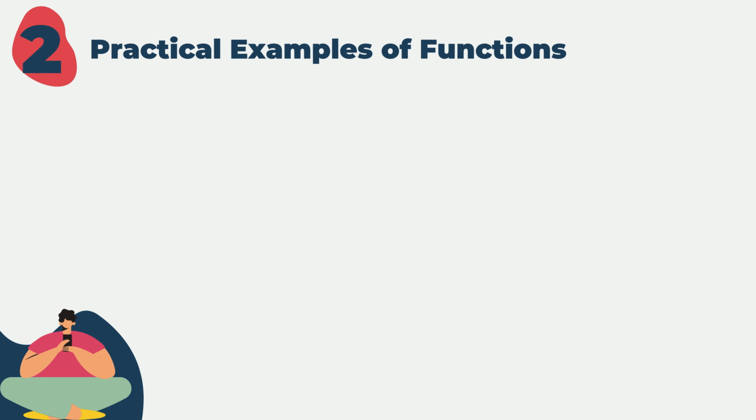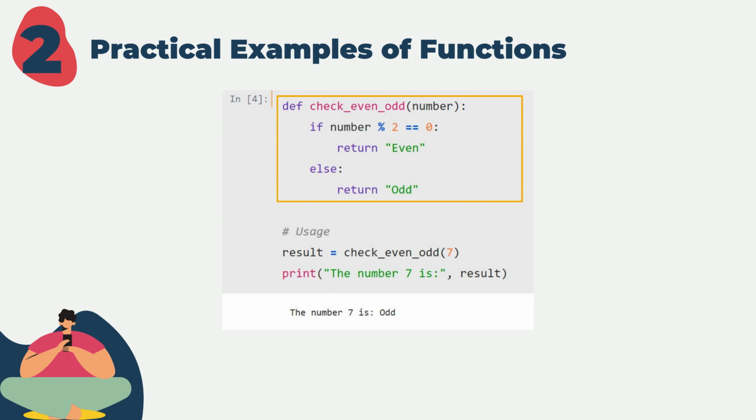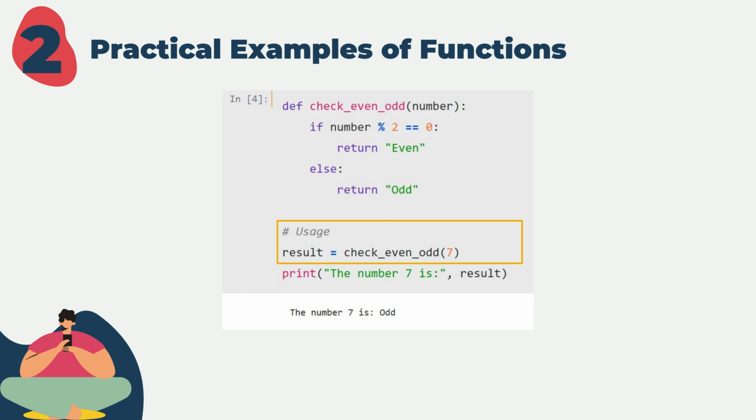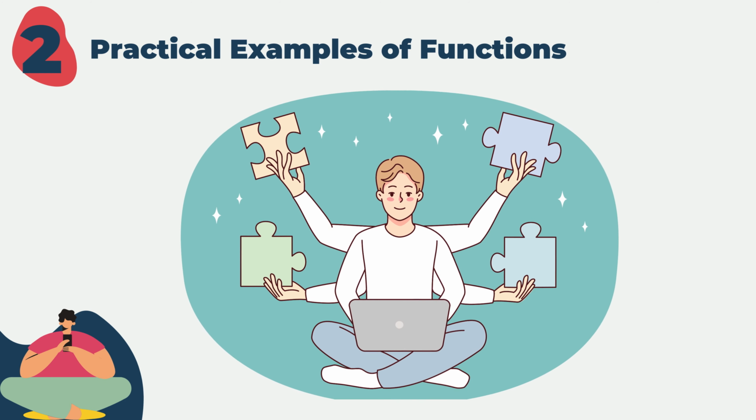In our last example, we have a function named check_even_odd that determines if a number is even or odd. The function returns the result, and when we call it with the argument 7, it prints whether the number is even or odd. Now, here's a challenge for you.